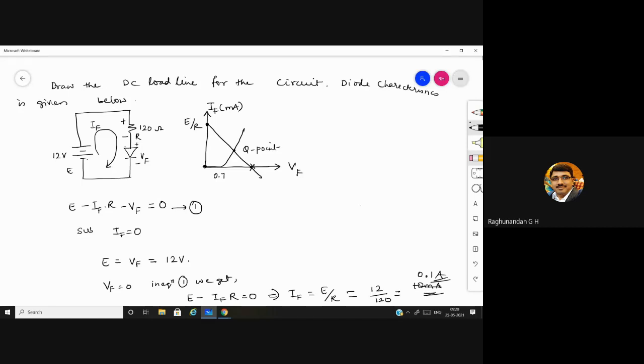If they are asking for the DC load line, it is a very small, simple one. Maybe it can be joined with any of the theory questions, because it is just for 2 marks or a maximum of 4 marks.